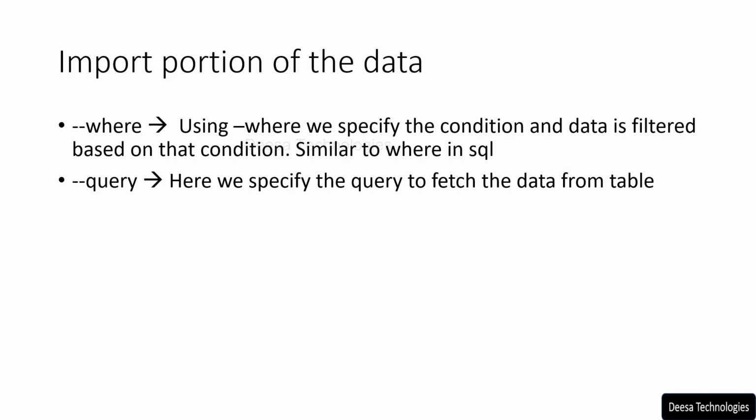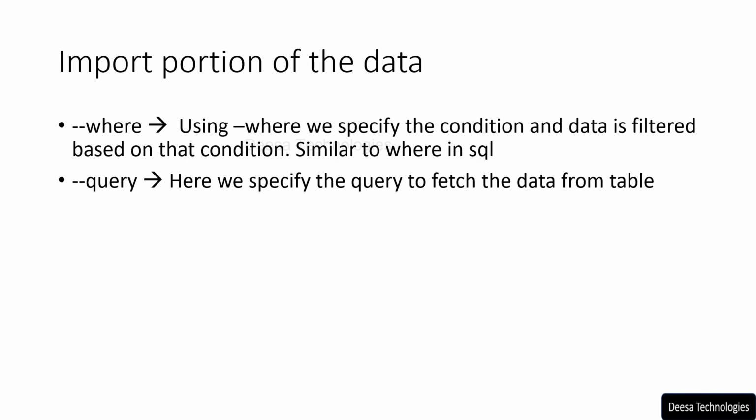Maybe a table has like 10 columns, but we are only interested in two or three columns, so we just want to import only those. Sometimes we want to import all the columns, but then we want to filter the data. Let's say we want to import only those data belonging to a particular state or a particular country, right? So in all these cases, instead of importing the table as a whole, we will only import a portion of the table data. This is possible in Sqoop, and for this purpose we have two options.